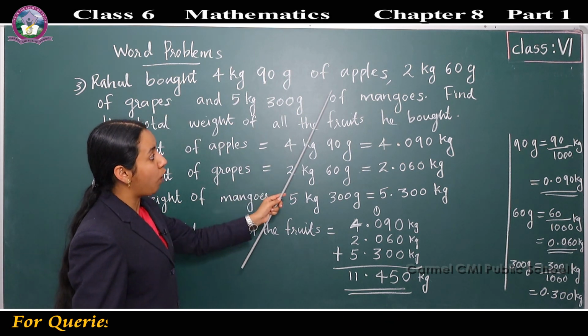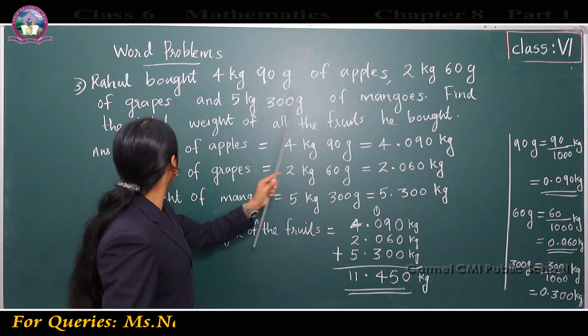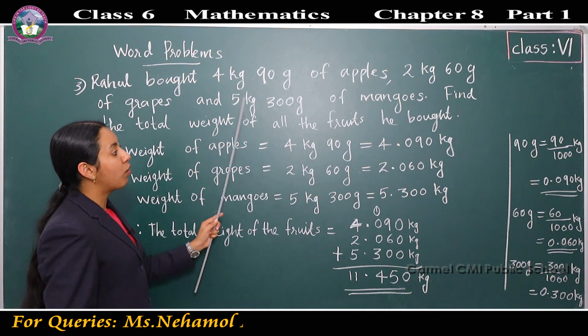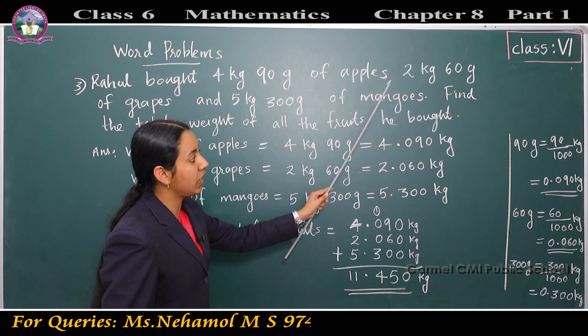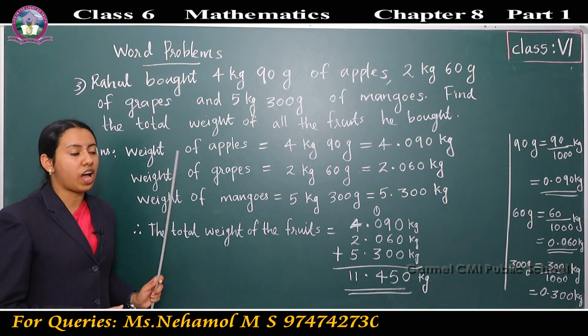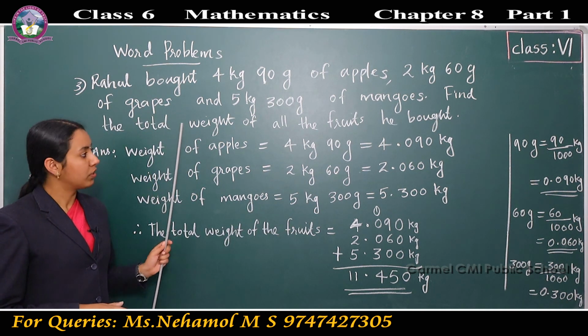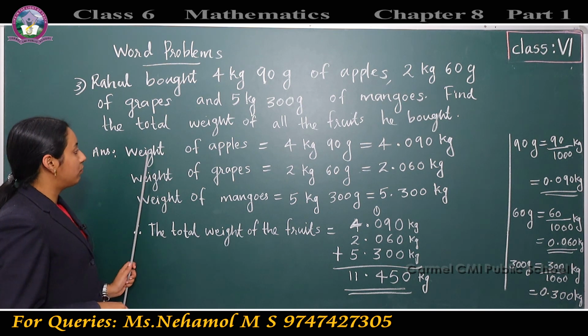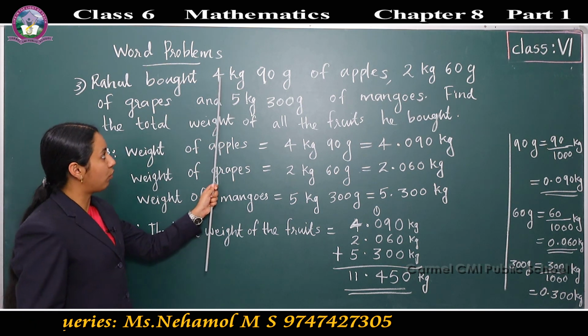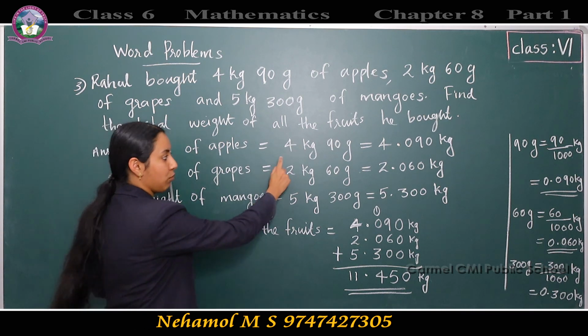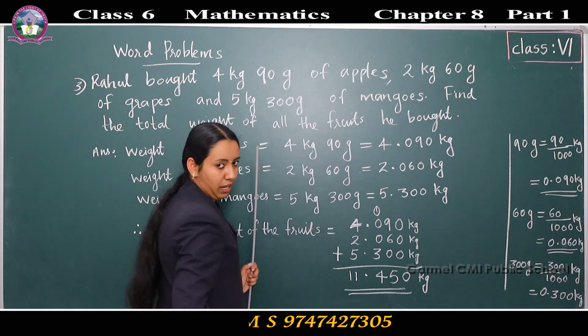Next question. Rahul bought 4 kilogram 90 gram of apples, 2 kilogram 60 gram of grapes and 5 kilogram 300 gram of mangoes. Find the total weight of all the fruits he bought. Here also we have to find the sum. Then what is given? Weight of apples, 4 kilogram 90 gram.